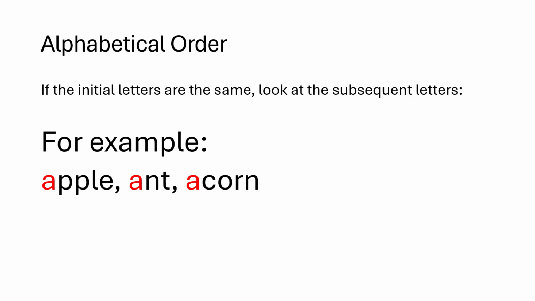If the initial letters are the same, look at the subsequent letters. Each of these words, apple, ant, acorn, begins with the letter A. Look at the second letter of each word. The second letter in apple is P. The second letter in ant is N. The second letter in acorn is C.